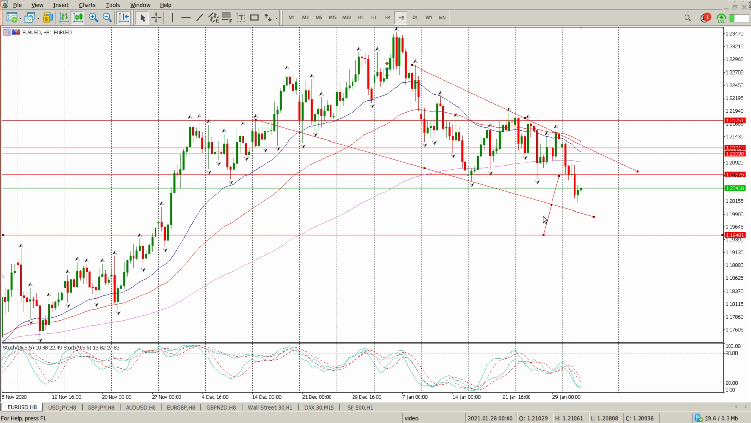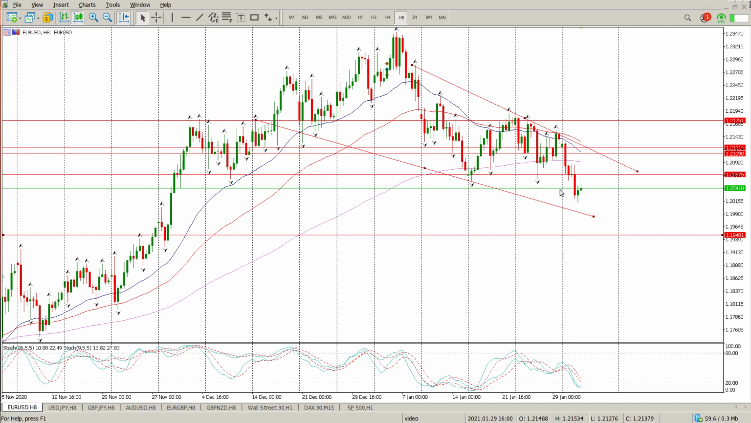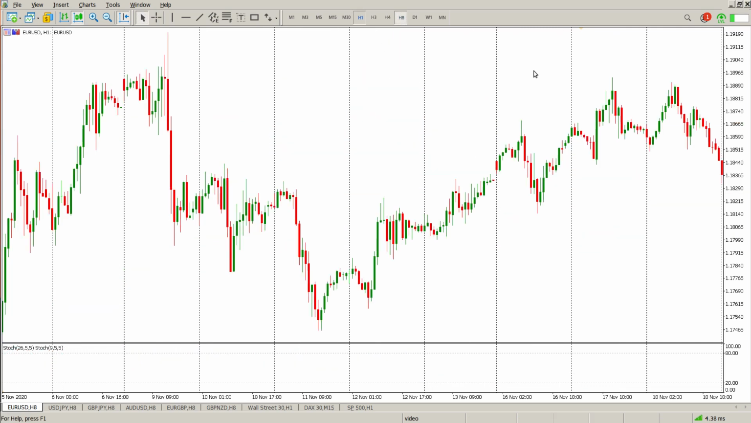So with those levels drawn in, and the reason why I have drawn this bottom one in is it does look like it's forming a wedge. There's a lot of manipulation or games going on at the moment in most of the market. So you just got to have your bearish and bullish scenarios mapped out. Otherwise, you are going to get burnt.